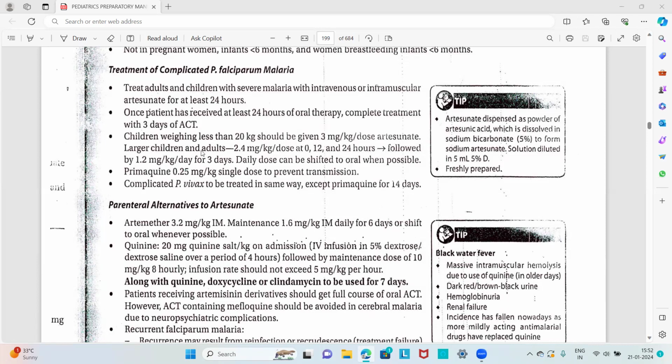For larger children and adults, we have to give 2.4 milligram per kilogram dose at 0, 12 and 24 hours, followed by 1.2 milligram per kilogram per day for 3 days. Daily dose can be shifted to oral when possible. Also primaquine 0.25 milligram per kilogram single dose is administered to prevent transmission. Complicated Plasmodium vivax is to be treated in the same way, except primaquine for 14 days.